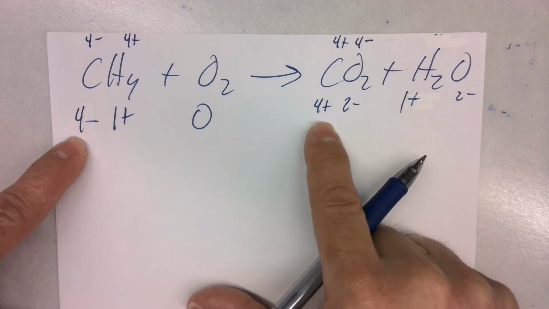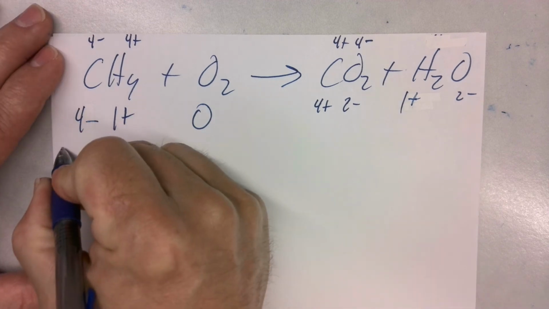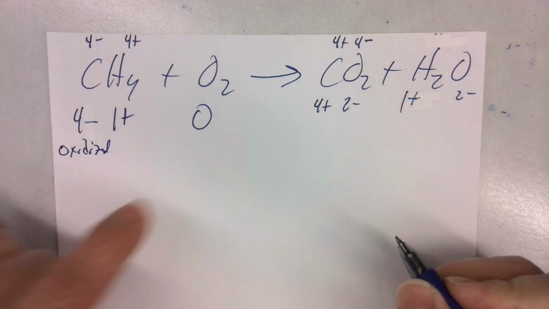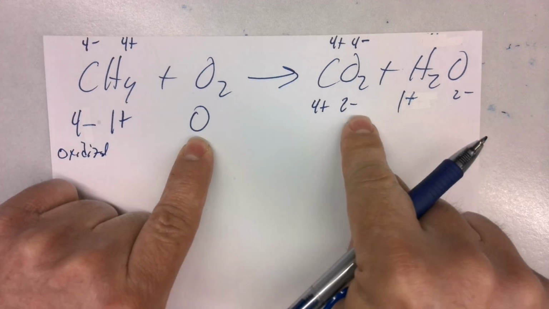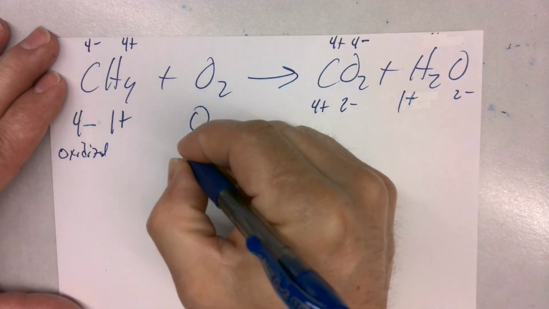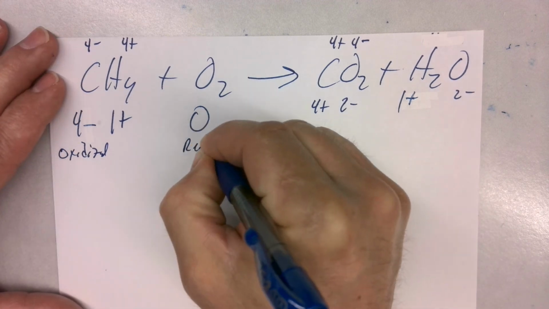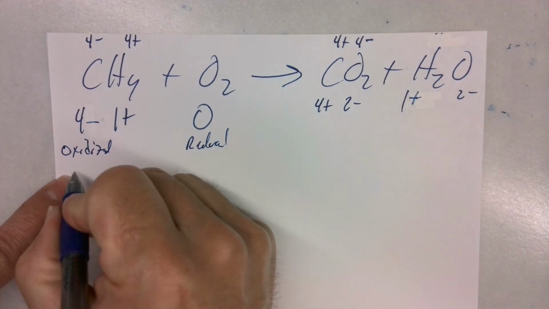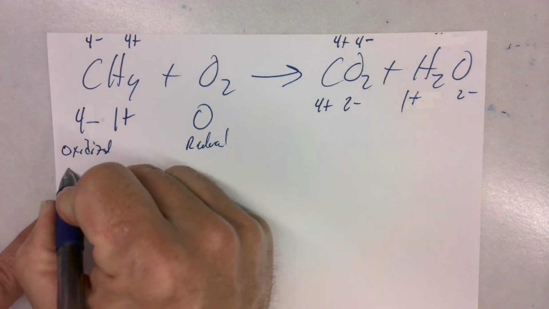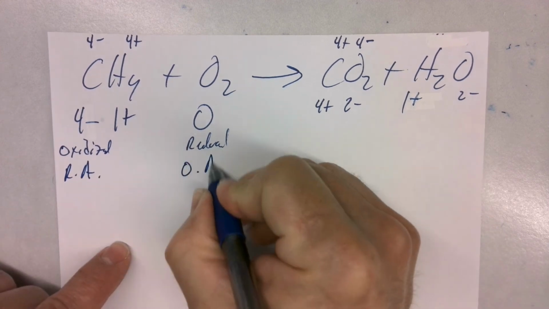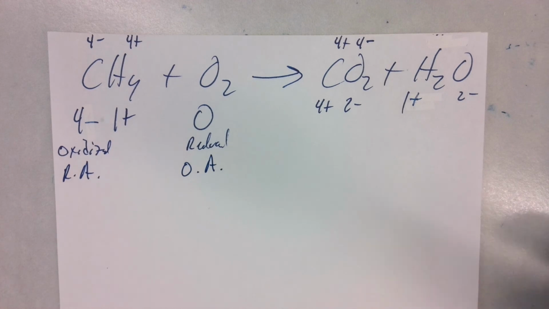It lost electrons. So it was oxidized. My O went from a 0 to a 2 negative, which means it did what? Gained electrons. So it was reduced. Right? So if my carbon was oxidized, that makes it my reducing agent. That makes it my oxidizing agent, thus the term oxidized, because it's oxygen.